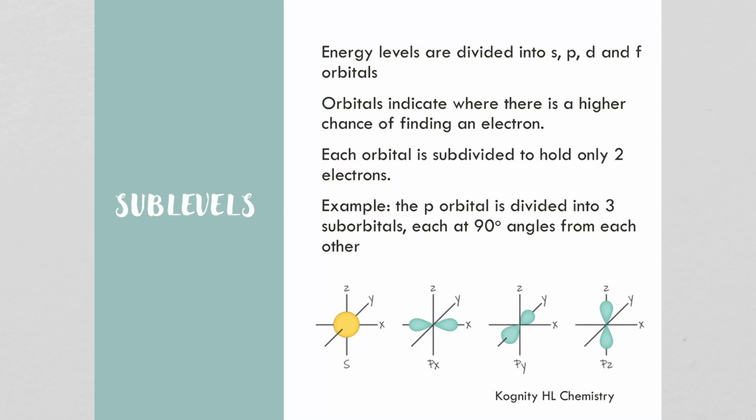Orbitals indicate where there's a higher chance of finding an electron, and each orbital is subdivided to hold only 2 electrons. For example, the p orbital is divided into 3 suborbitals, x, y, and z, and each of them is found at 90-degree angles from each other. So the probability of finding electrons would be in these orbitals here. These would all overlap, so that's where you would likely find electrons in the p orbitals. The s orbital is shaped like this, so it would be most likely to find electrons here.